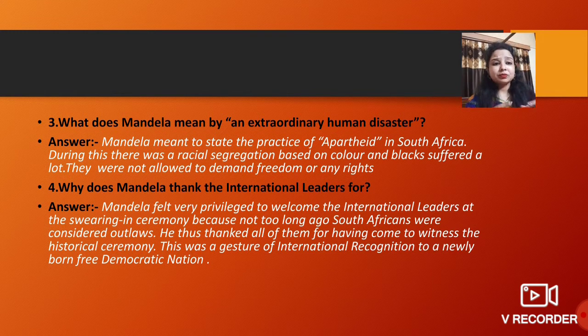But now, on this day when South Africa has attained its freedom, it has attained democracy. Now they are having their first election, and this was after the election. This was a swearing-in ceremony, that is the oath-taking ceremony of the newly elected president, and all the dignitaries and the international leaders have come in to join this ceremony. So this was a great honor for the South Africans, and Mandela felt very privileged, and that is why he thanked and welcomed the international leaders, because not very long before this incident, these South Africans were treated as outlaws. They were treated as outsiders.